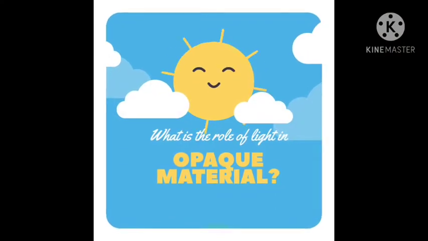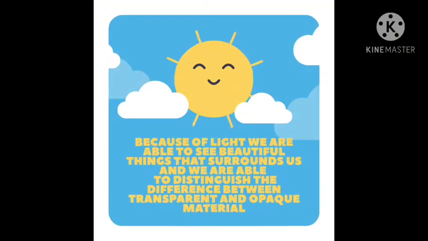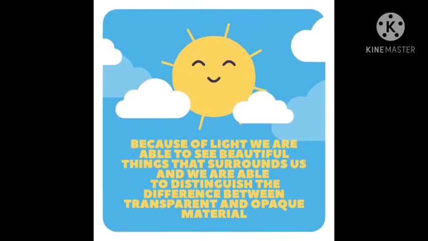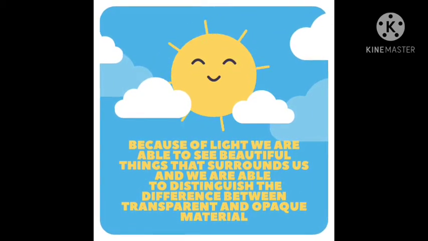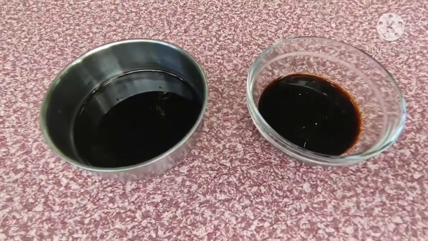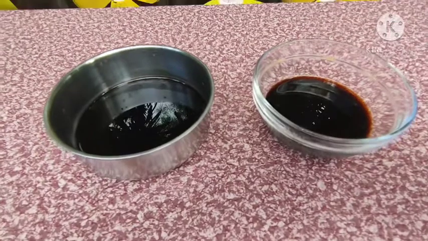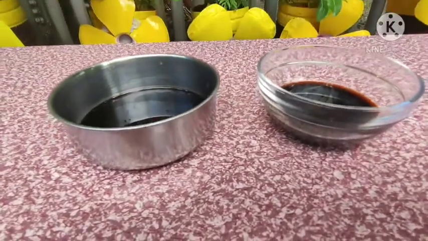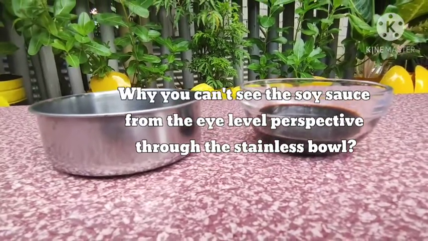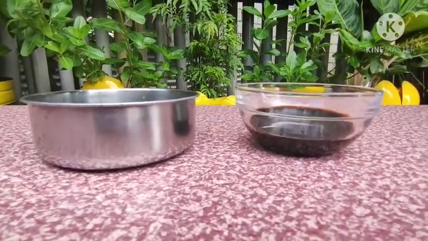What is the role of light in opaque materials? Because of light, we are able to see beautiful things that surround us and we are able to distinguish the difference between transparent and opaque material. As you can see, we have here 2 bowls of soy sauce, one from a stainless bowl and one from the glass bowl. But why can you see the soy sauce from eye level perspective through the glass bowl but not through the stainless bowl?